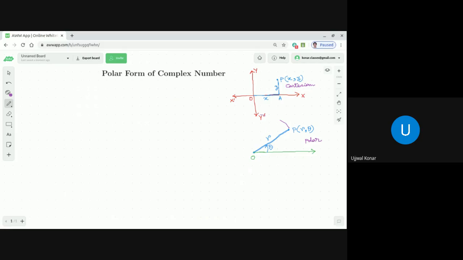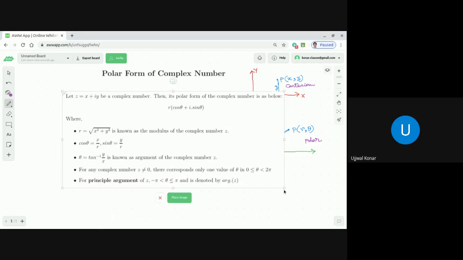Now, as we learned in our earlier classes, we can represent a complex number in an Argand plane or a complex plane, and then we can represent it in polar form. That's what we are discussing now. So it is possible to represent the polar form of the complex number. Now let's see how we are going to do it. Let z = x + iy be a complex number. Let me first bring the note here, and then I am going to explain it to you.